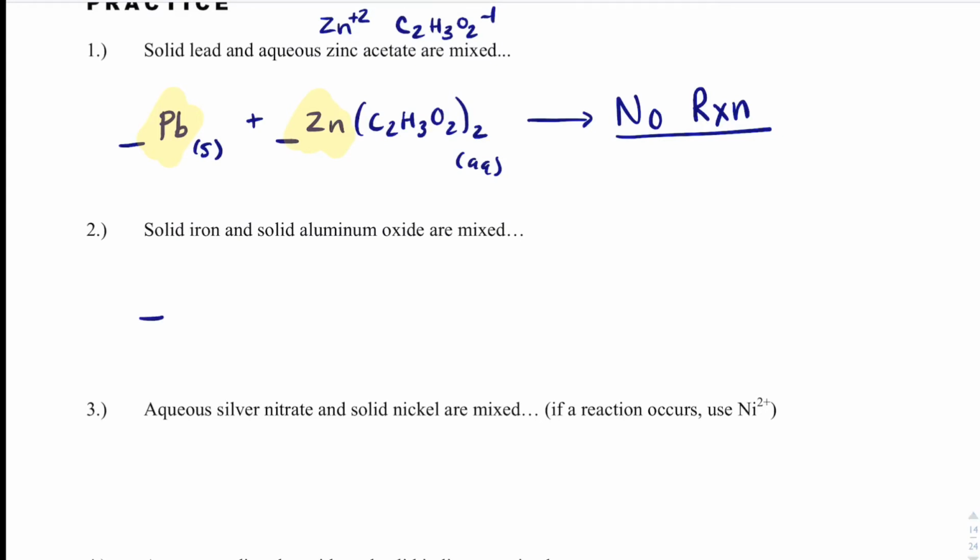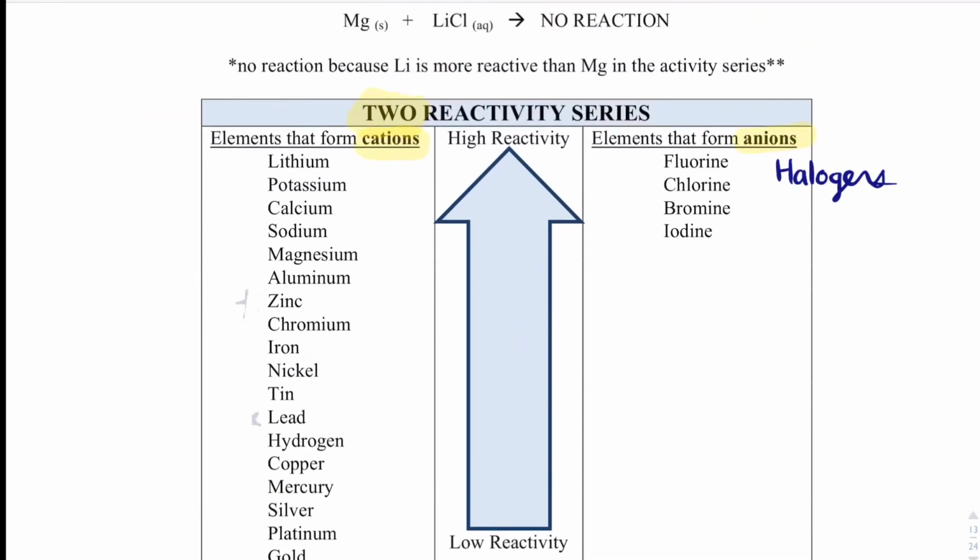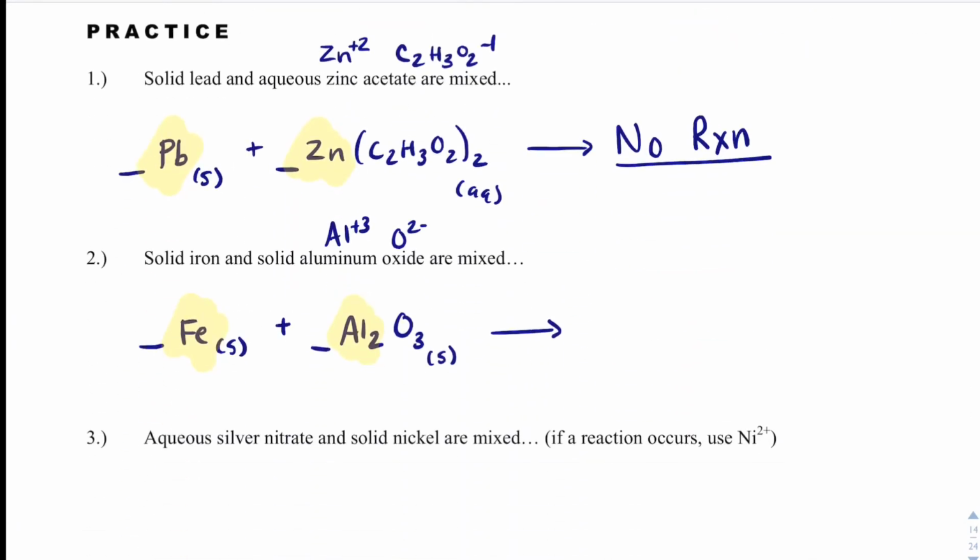Okay, on number 2, we've got solid iron, so that will be Fe solid, and that will try and react with aluminum oxide. Aluminum is Al plus 3, oxide is O2 minus, and so the least common multiple between those two is 6, so I will need 2 aluminums and 3 oxygens, and the problem tells me that that will be a solid. And so iron is going to try and knock out aluminum. So we'll do the same strategy. We'll go up to our reactivity series and we'll find iron, and we'll find aluminum, and iron is below aluminum. So that means iron is not strong enough or reactive enough to knock out aluminum. So this one is also no reaction. Okay, so we'll just move on.